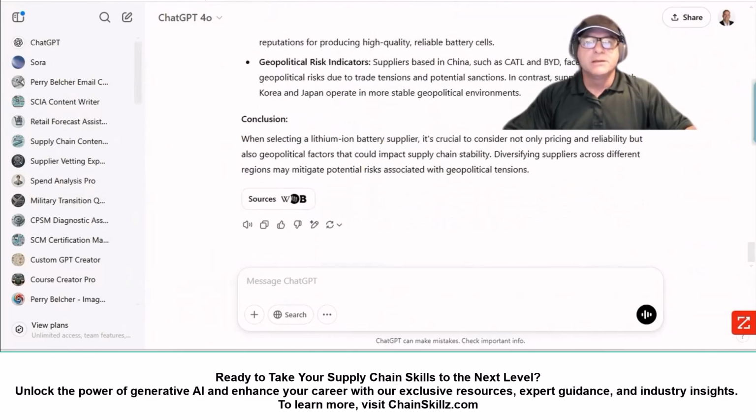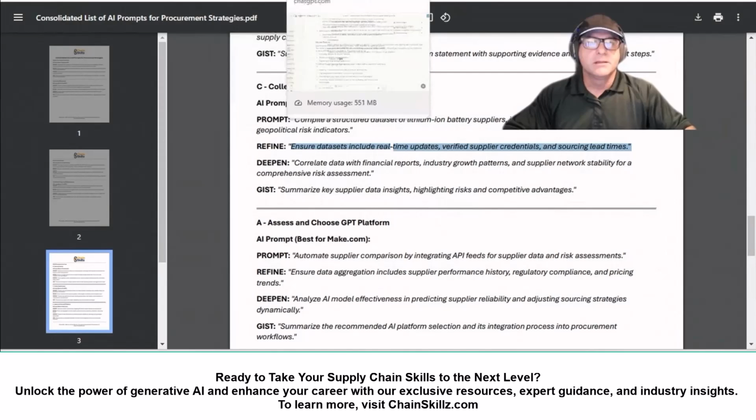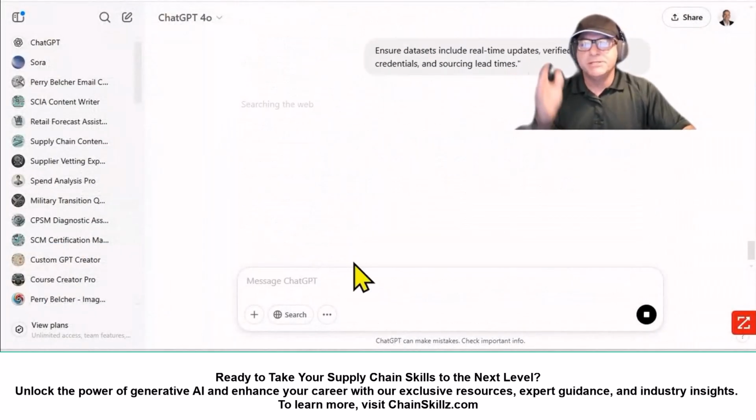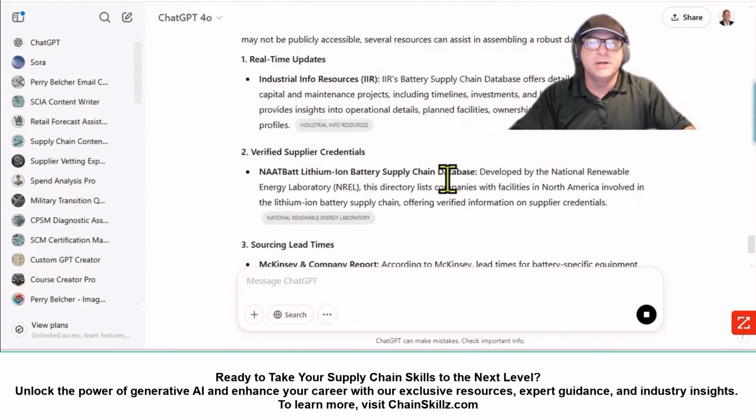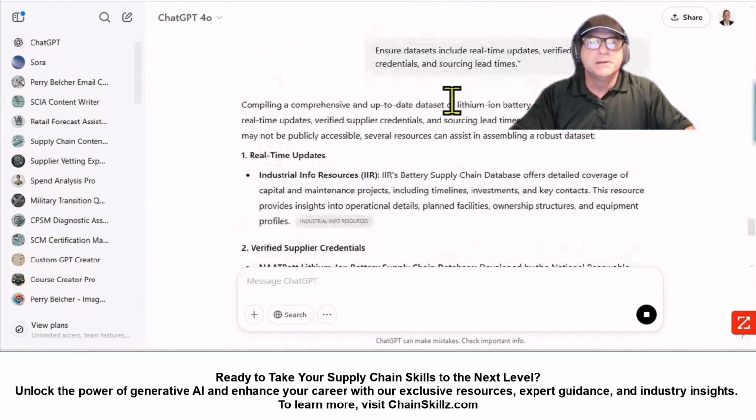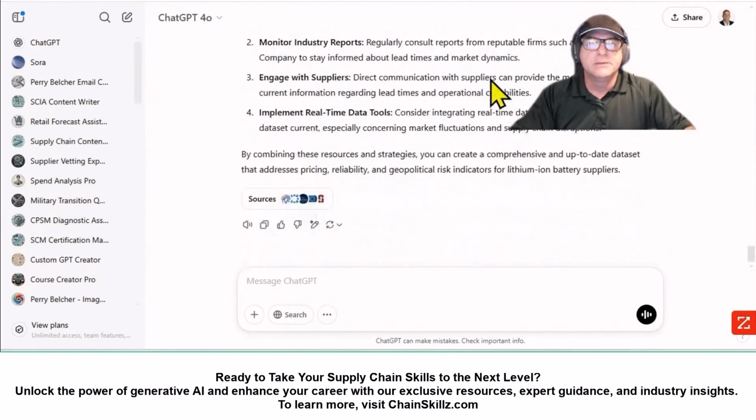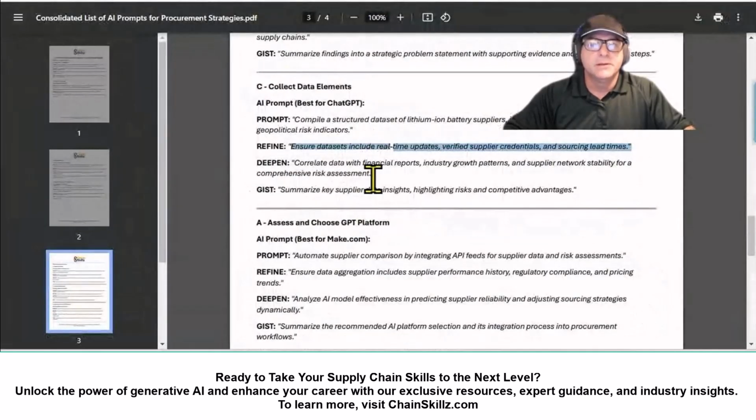Okay. Over here, a little bit deeper. Now I'm just staying with ChatGPT because I like what it's giving me right now. As you're learning this and applying these things, I would definitely go to all of them and start to figure out which ones you like best. There are more sources here. Correlate the data with financial reports and industry growth patterns.